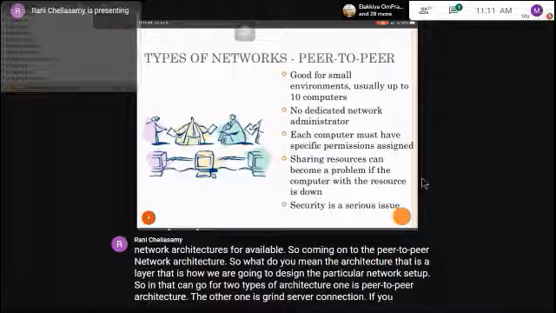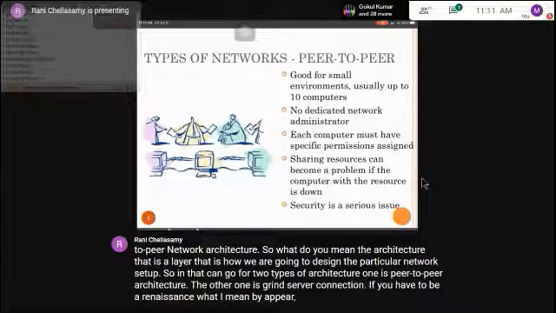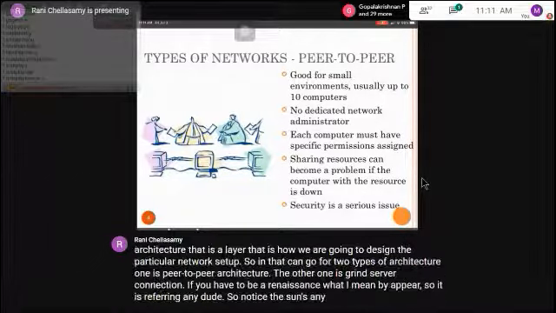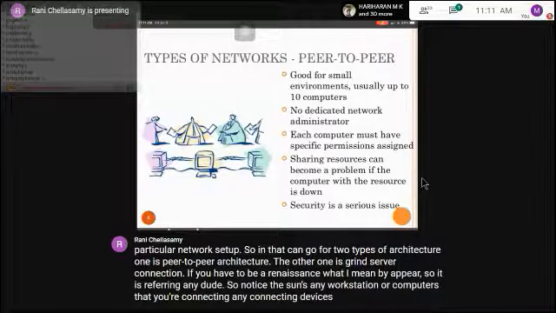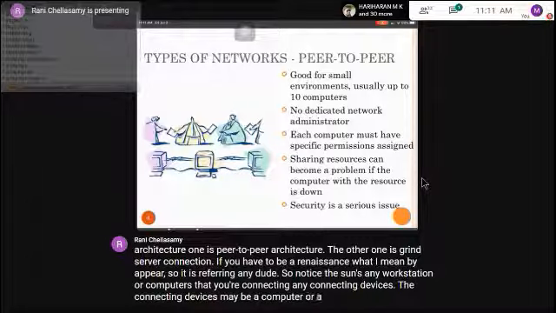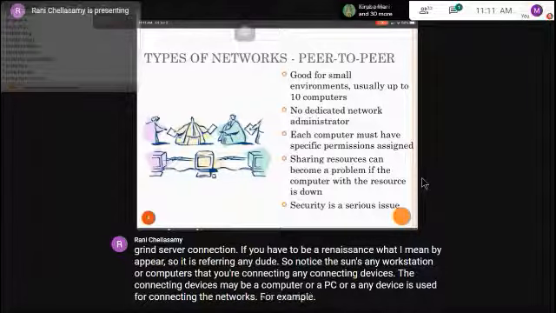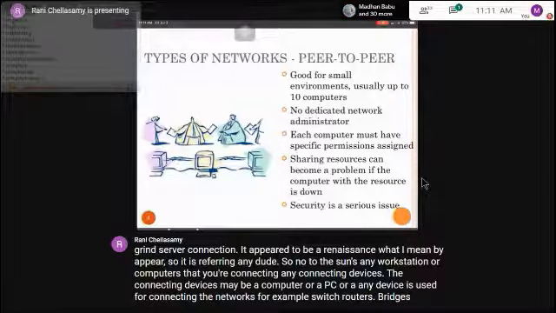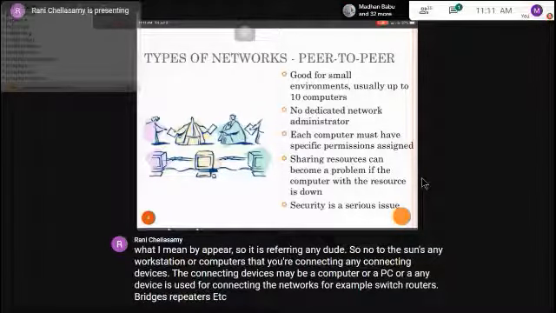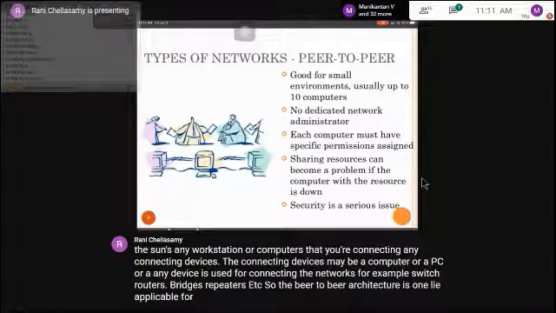Peer-to-peer in the sense, what do you mean by a peer? It refers to any node. Node in the sense, any workstation or computer that you are connecting. Any connecting devices, the connecting devices may be a computer or a PC or any devices used for connecting the networks, for example, switches, routers, bridges, repeaters, etc.